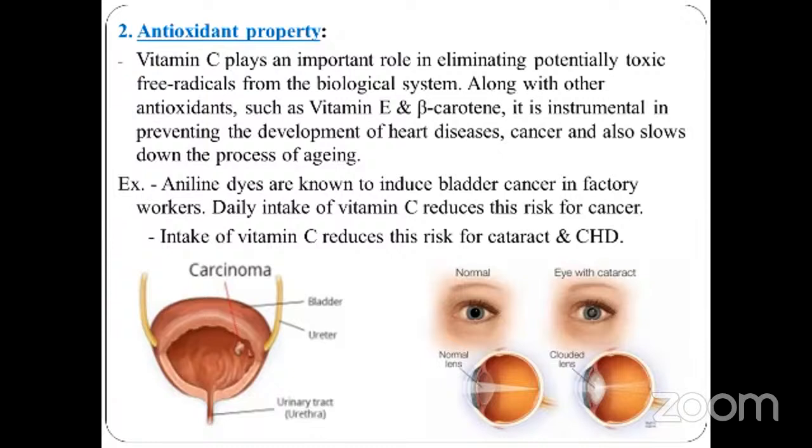Another thing is that intake of vitamin C also reduces the risk of cataract and congestive heart diseases or cardiac diseases. See, in the initial stage of cataract, we can freely prescribe this vitamin C, which may prevent further damage or the progress of that particular cataract. So that is the reason it is the most important antioxidant vitamin.